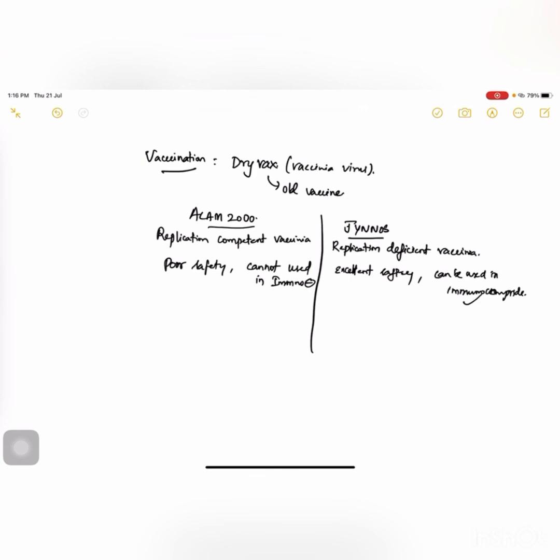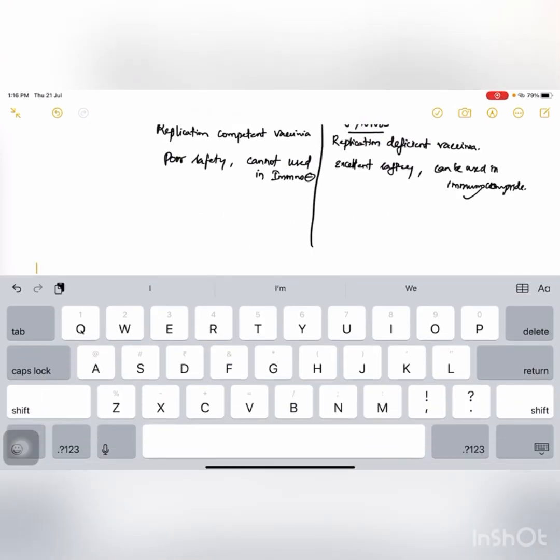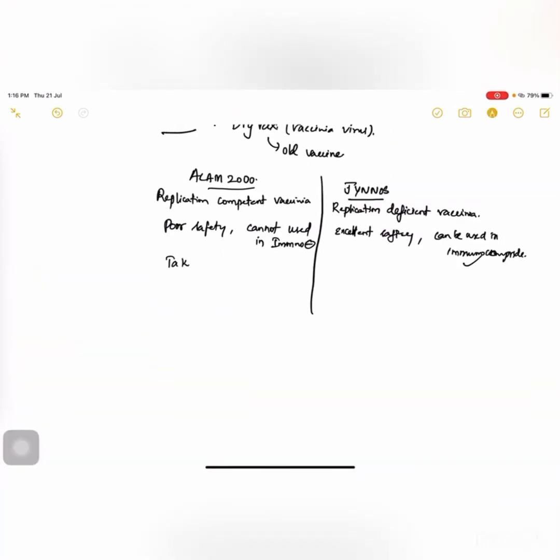After ACAM administration, there can be a take. Take occurs after ACAM 2000 administration. Take means after the administration of this vaccine, there is development of skin lesions at the vaccinated site. The take does not occur in case of Jynneos administration.